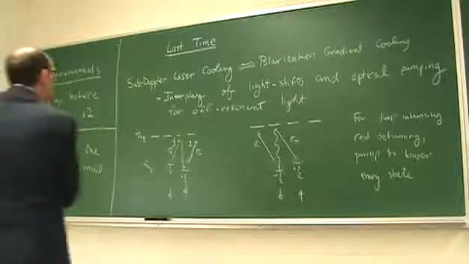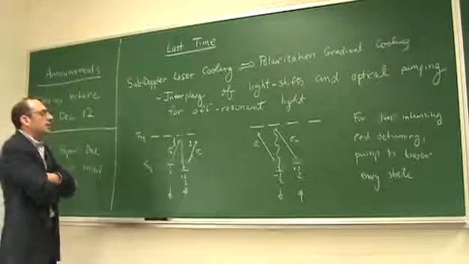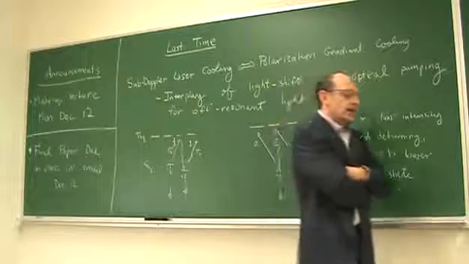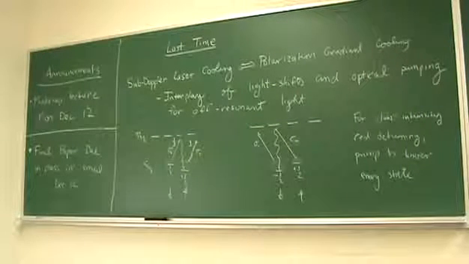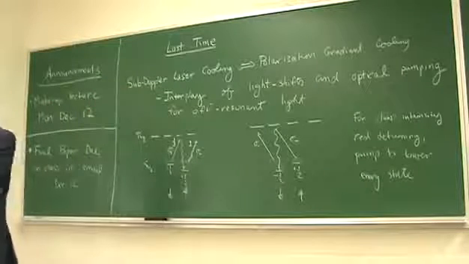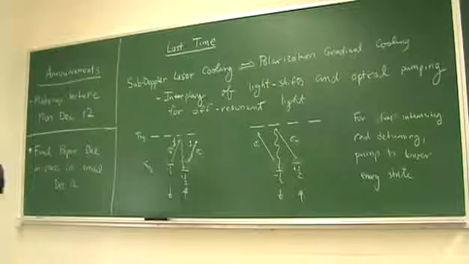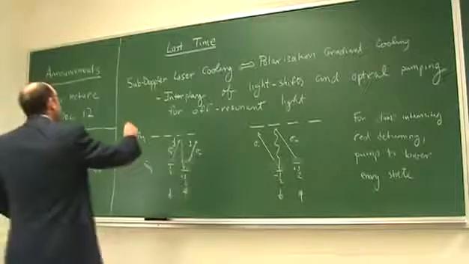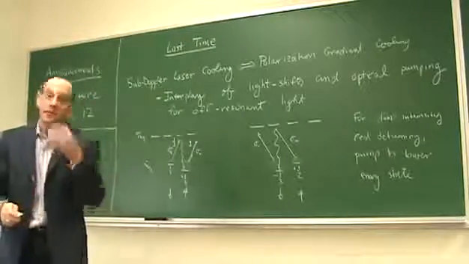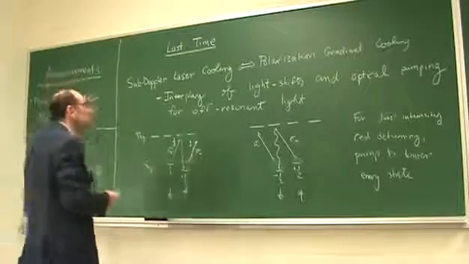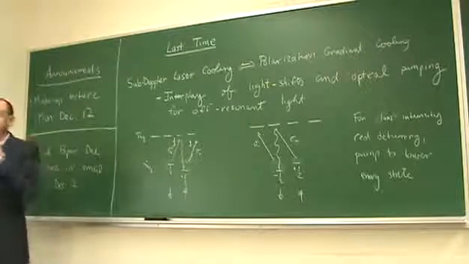So, last time we talked about sub-Doppler laser cooling and the mechanism associated with that, which is sometimes also called polarization gradient cooling. They're one and the same. The effect is due to an interplay between light shifts and optical pumping when the light is fluorescence.